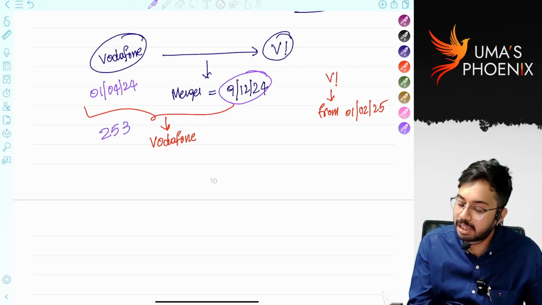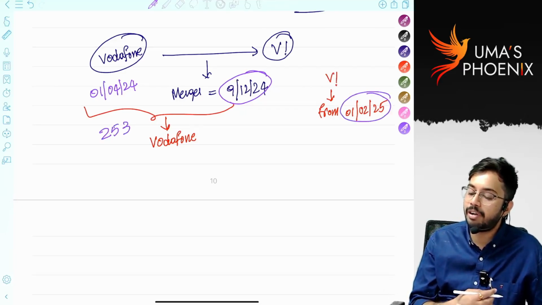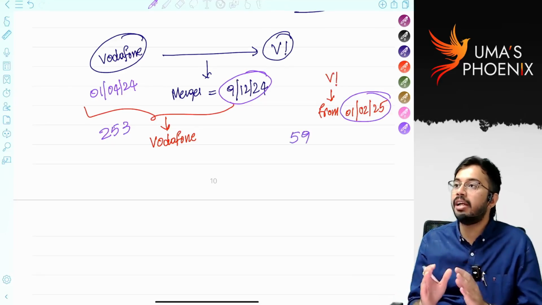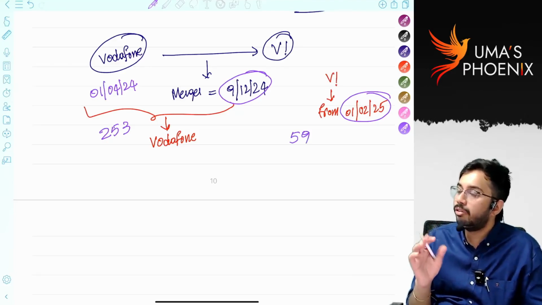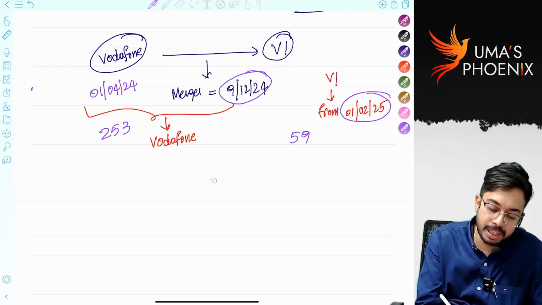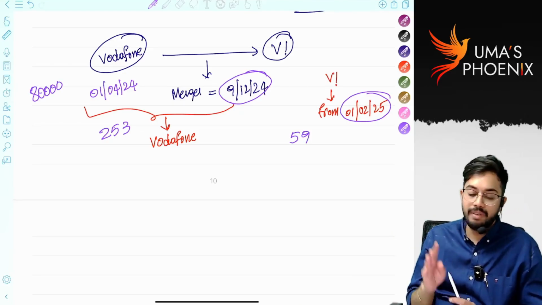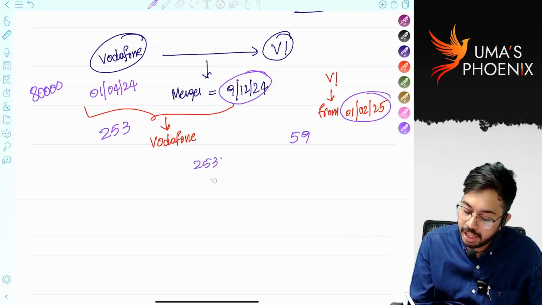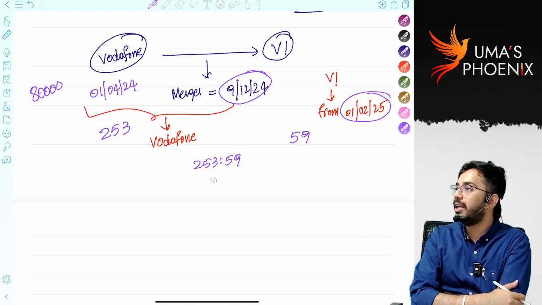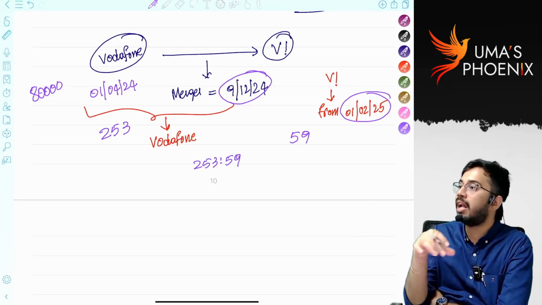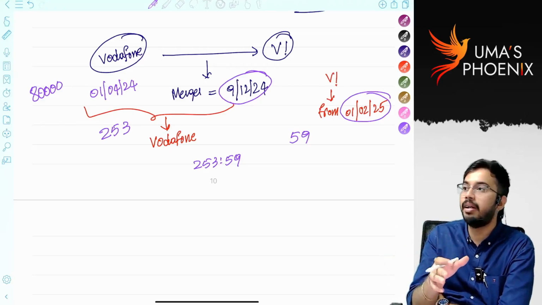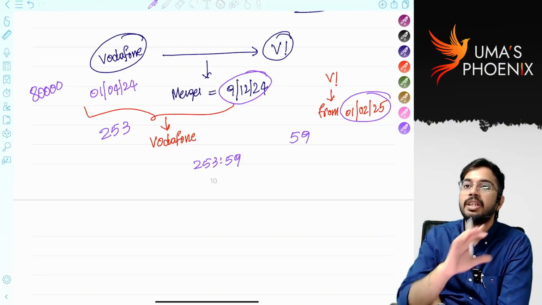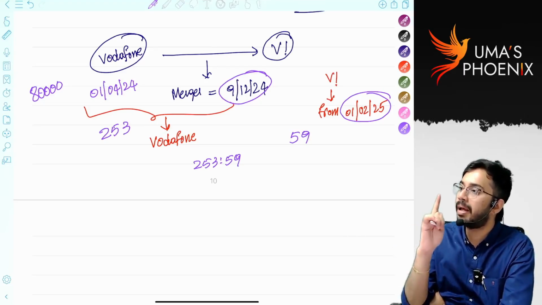253 days. From 1st February to 31st March: in February 28 days, March 31 days, 59. So we will calculate depreciation for the whole year, assuming only one person has used that asset. Let's say depreciation is 80,000. This 80,000 we will divide among Vodafone and VI in the ratio of 253 to 59. Is it clear? That means if in the middle of the year, transfer of asset happened by cause of amalgamation or demerger, in such a case, we will calculate depreciation for the whole year assuming the asset is used by a single person.